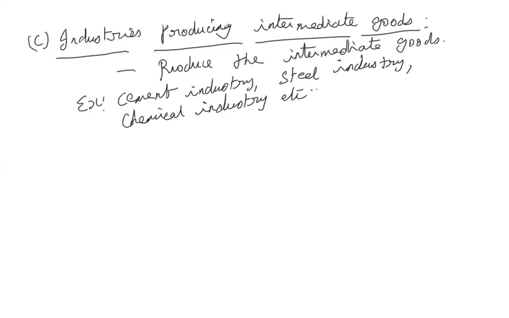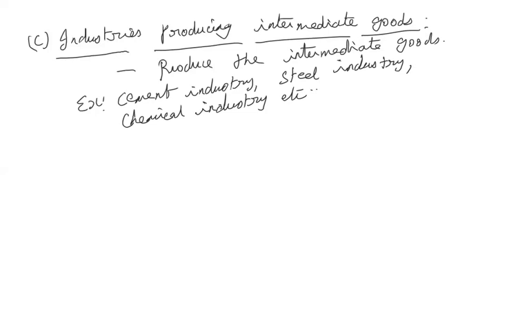So the first usage, basic industry, the final product uses the machinery, that is capital goods. That is used in the production of consumer goods. The second usage is the industries that produce the consumer goods, that is cotton, sugar, paper. They all directly satisfy the consumer needs. So those goods come under the category of the industry that produces the consumer goods.